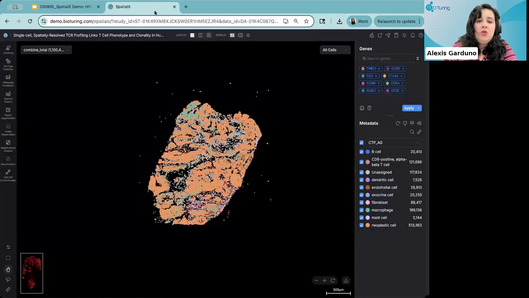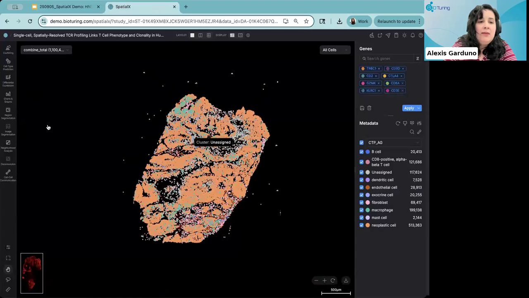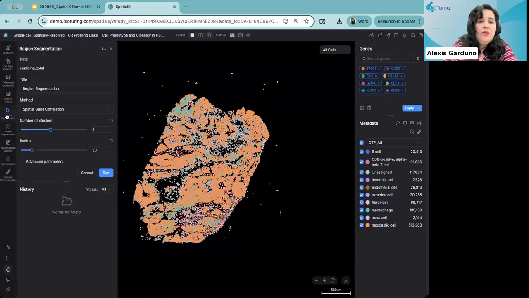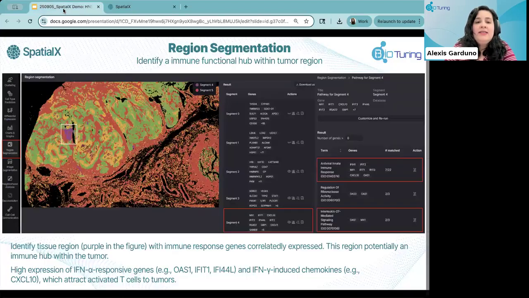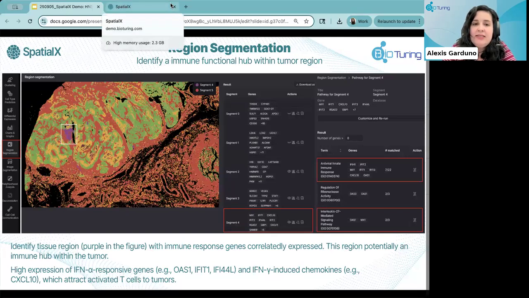In order to run this analysis, you'll see that we have the region segmentation model. It'll run that spatial gene correlation analysis, and you can also adjust the radius to identify these specific regions, or any other advanced parameters that might be specific to your data. Since this feature takes a bit of time, I just wanted to show some results here on how you're able to analyze this.